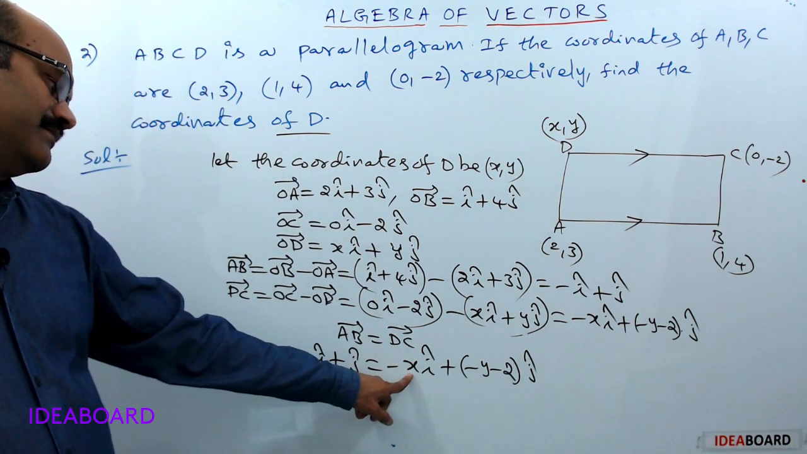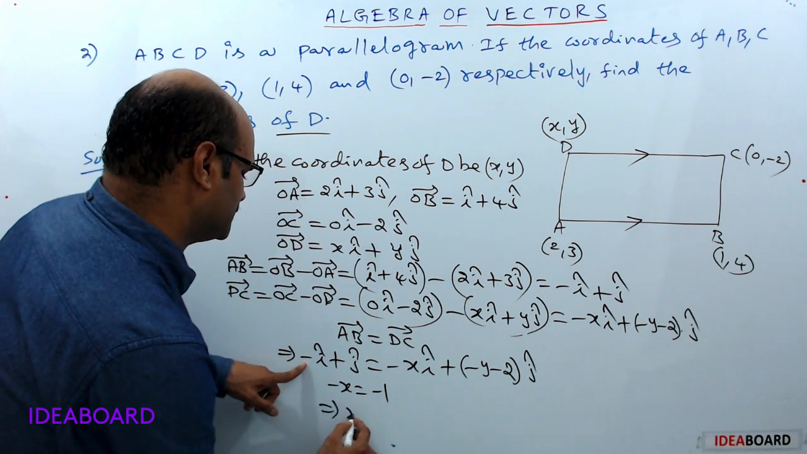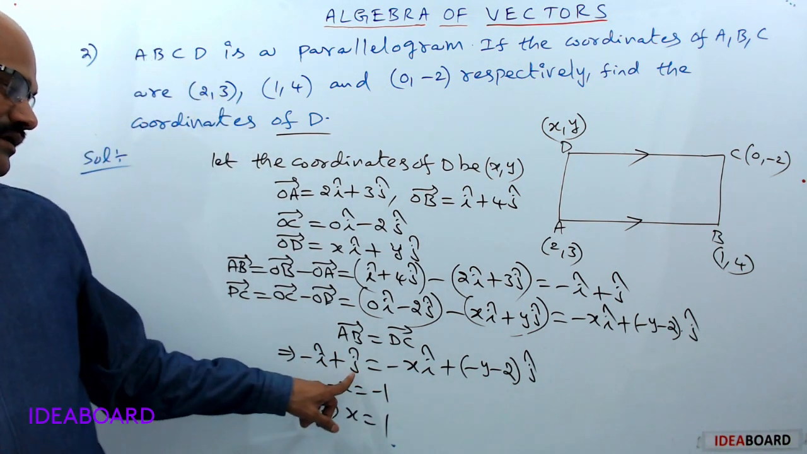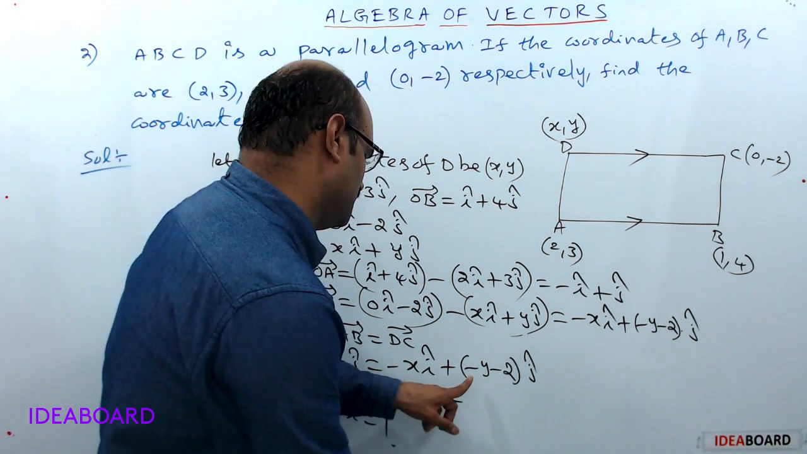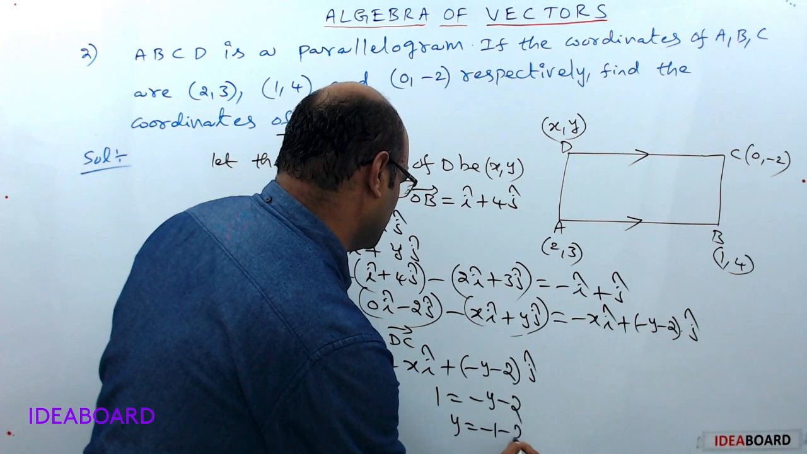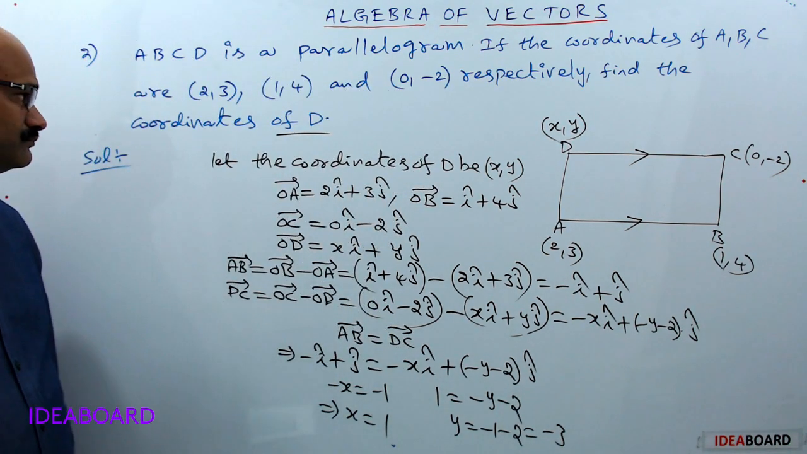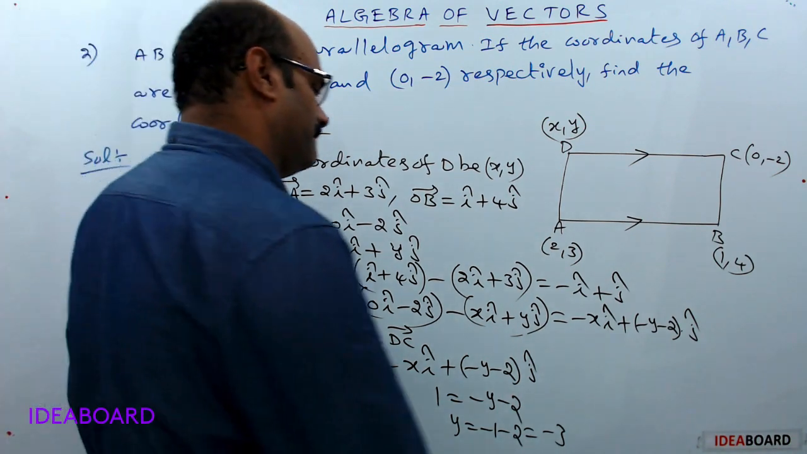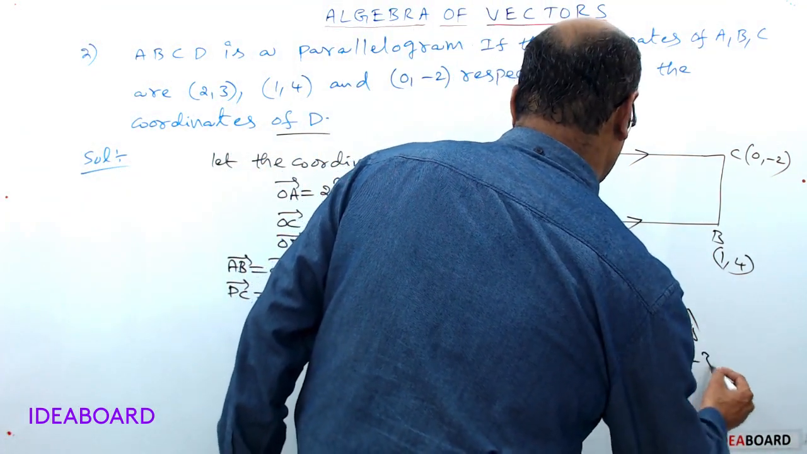So here minus x equal to minus 1. It implies x equal to 1. Now here the coefficient of j cap equal to 1 equal to minus y minus 2. So y equal to minus 1 minus 2 equal to minus 3. Therefore, the coordinates of D are 1, minus 3.